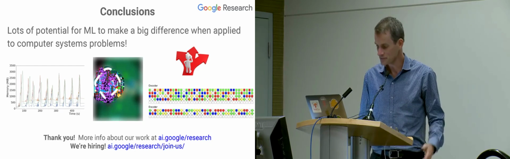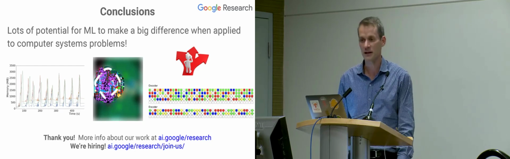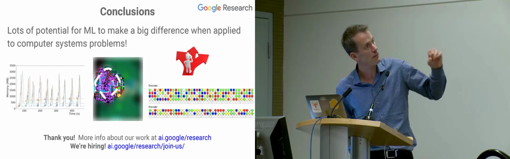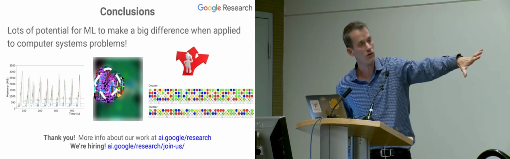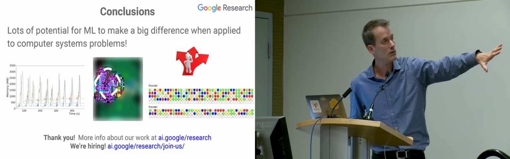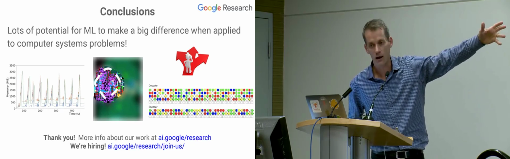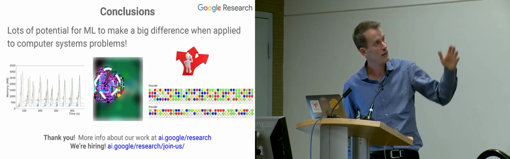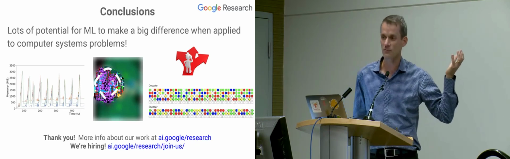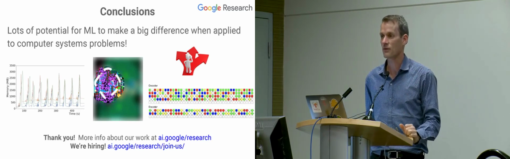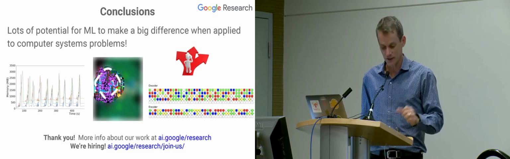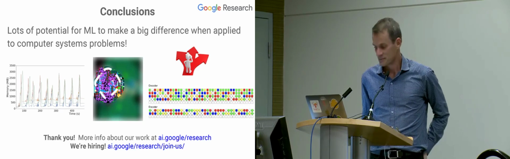So in conclusion, I think there's lots and lots of potential for machine learning to make a big difference when applied to computer systems problems. We started out doing work in device placement, which I think is cool. I think that led to the ASIC device place and route work. I think there's a lot of opportunity for these other more abstract software interfaces to make this a lot simpler than it is today. So with that, thank you. I'll take questions.